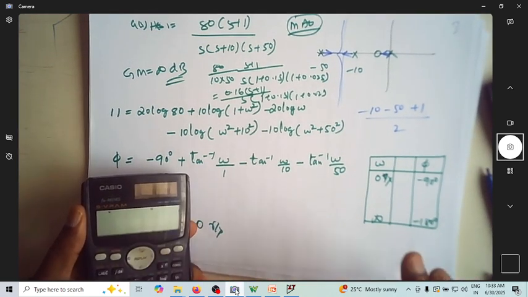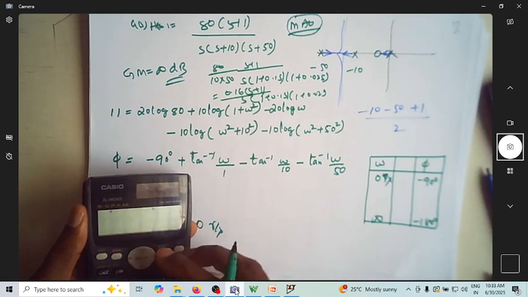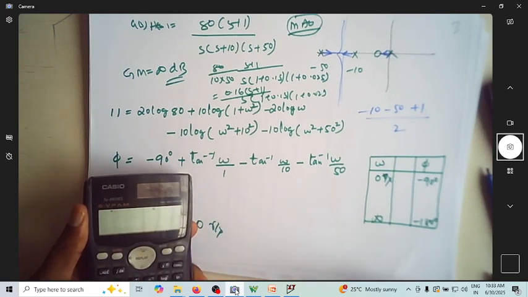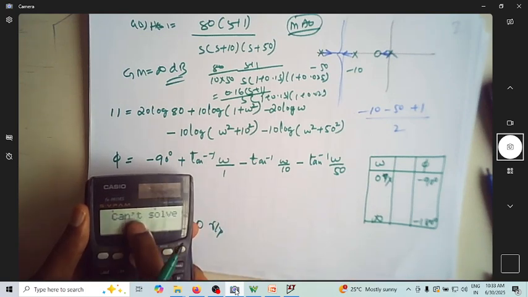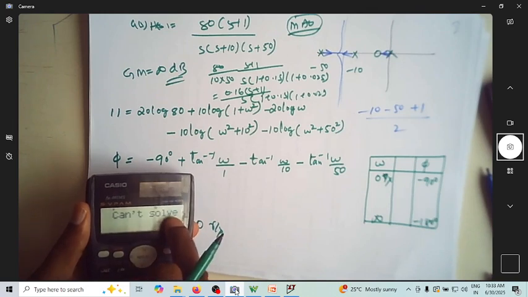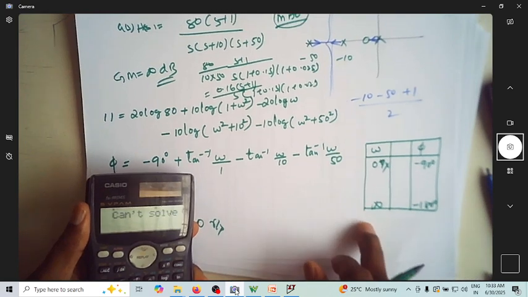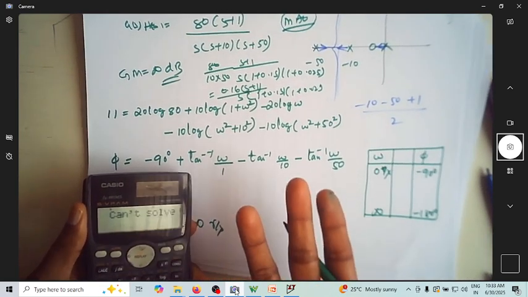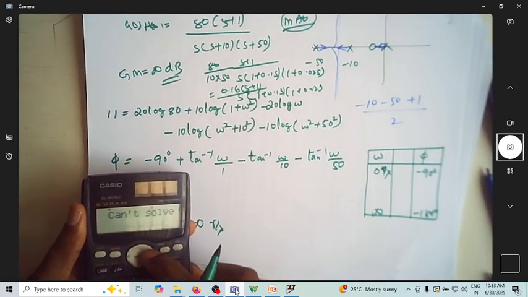We know that it is minus 180, so it's at infinite radian per second. Then it will simply be a waste of time. So you panic also. Can you see? It is now showing can't solve. Can't solve means it cannot identify if the value is infinite. It cannot find. So that's why it is showing can't solve.